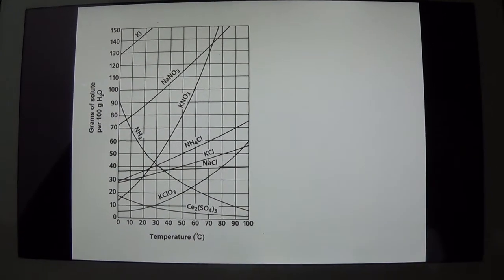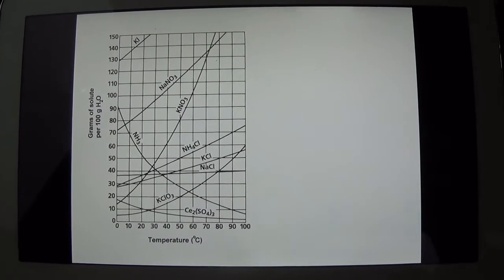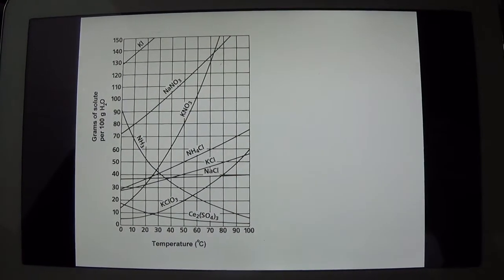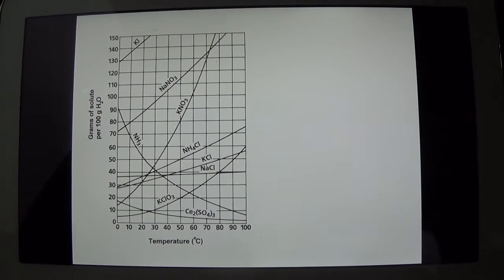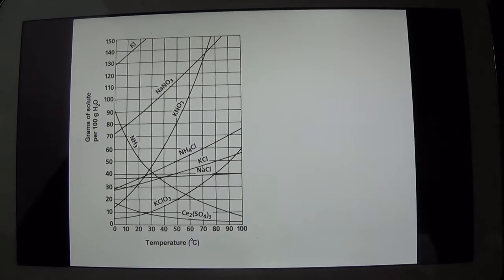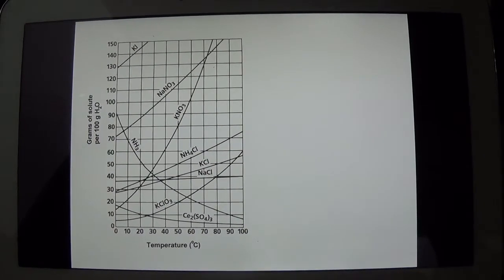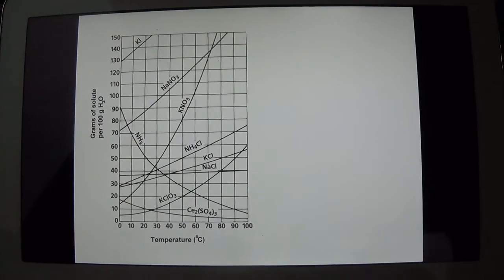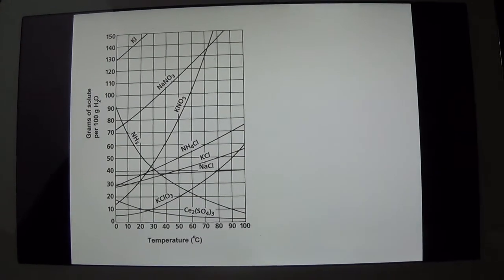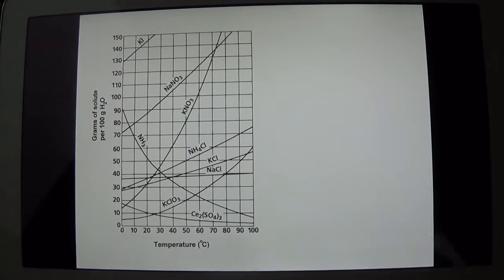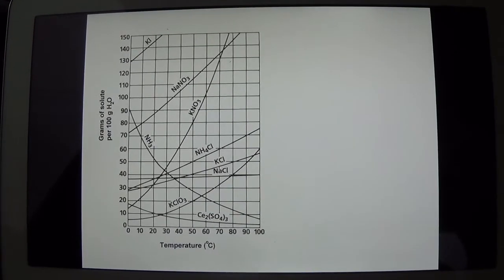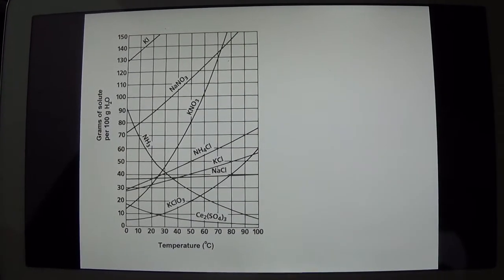Okay, good morning or afternoon, class. I want to show you how we are going to be using solubility curves in this class. This is, of course, your lesson, which you will then be practicing. You'll notice it's on the back of the assignment you were to have done by now.